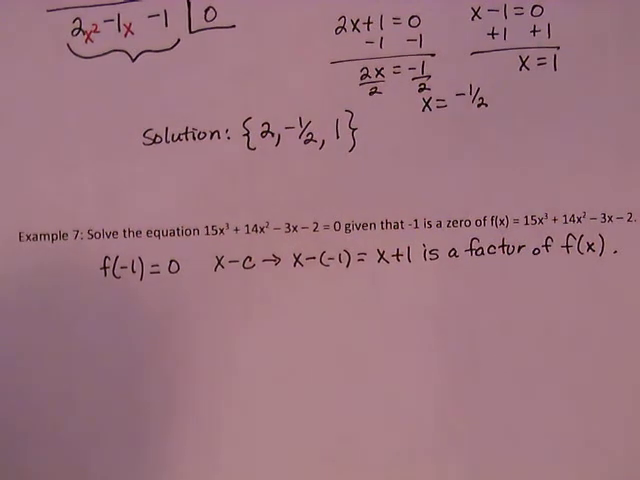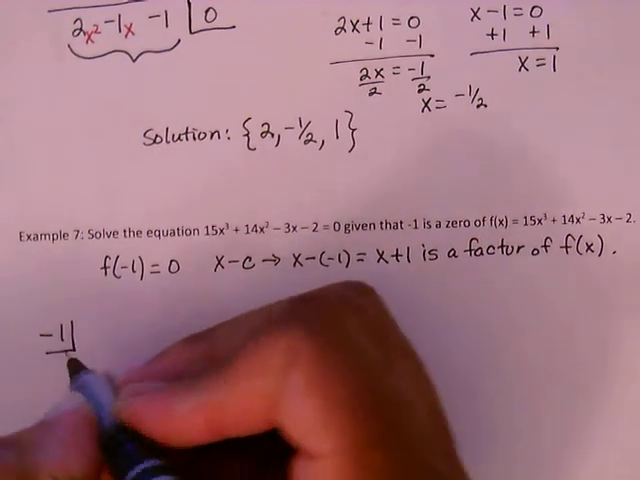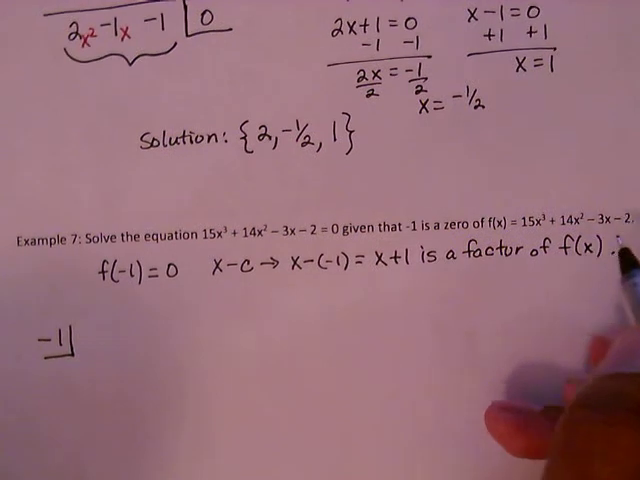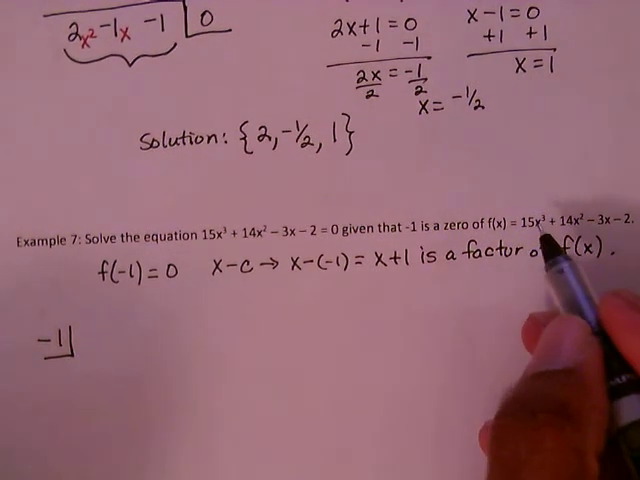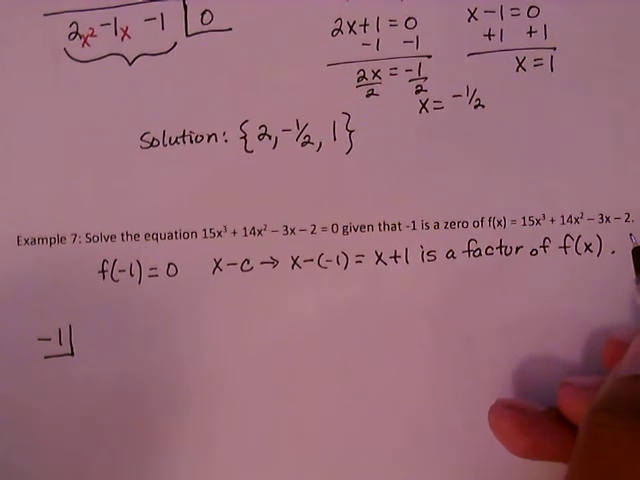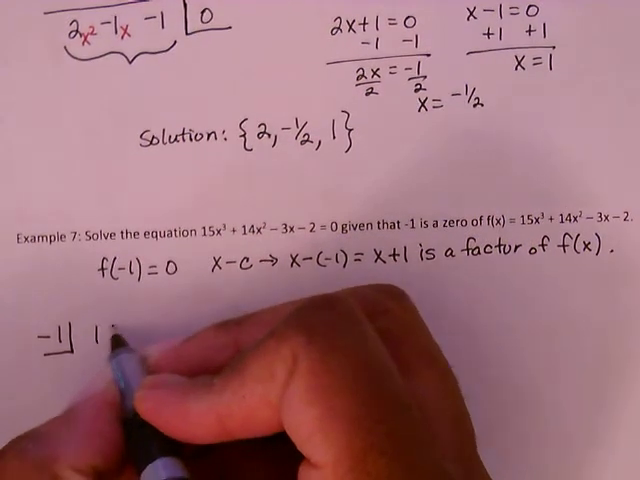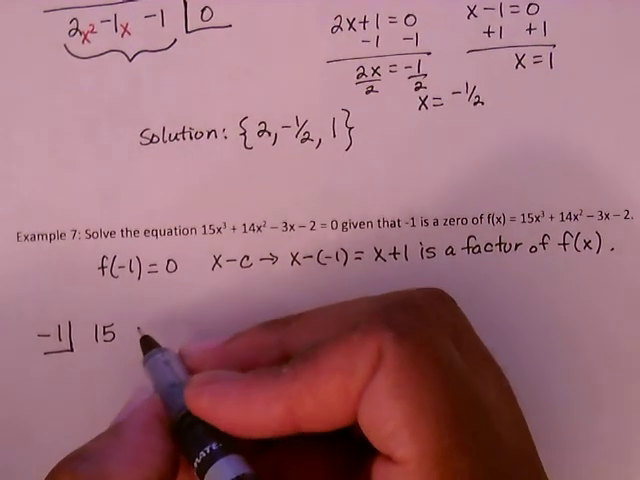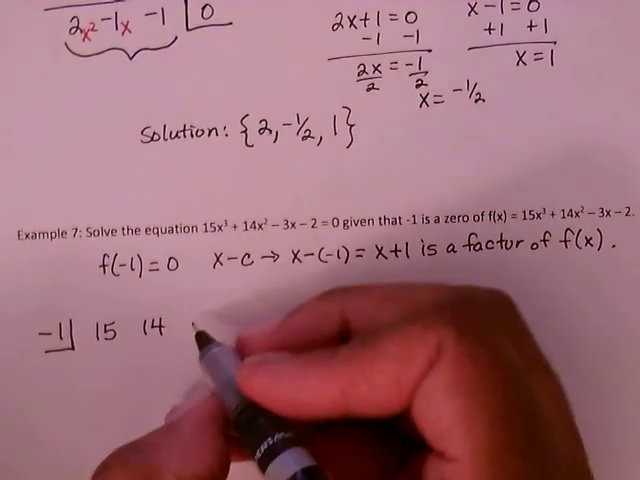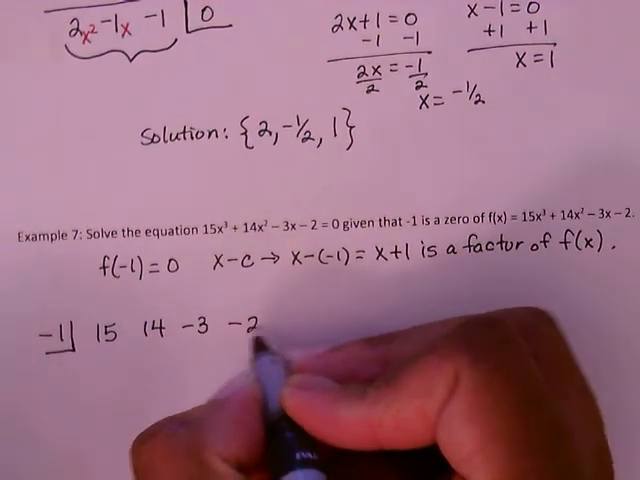And since negative 1 is a 0 of that function, I'm going to use negative 1 as my divisor. And in the f of x function, there are no missing terms. I get x cubed, x squared, x, and a constant term. So I can write the numerical coefficients here. For the x cubed, that's 15. For the x squared, that would be 14. For the x, that coefficient is negative 3. The constant is negative 2.